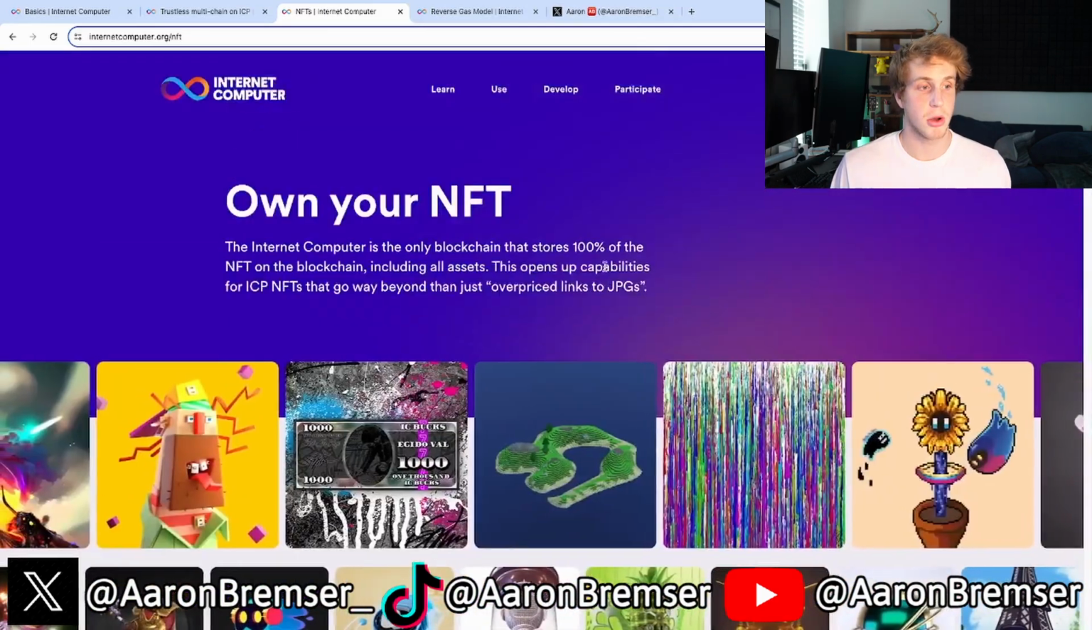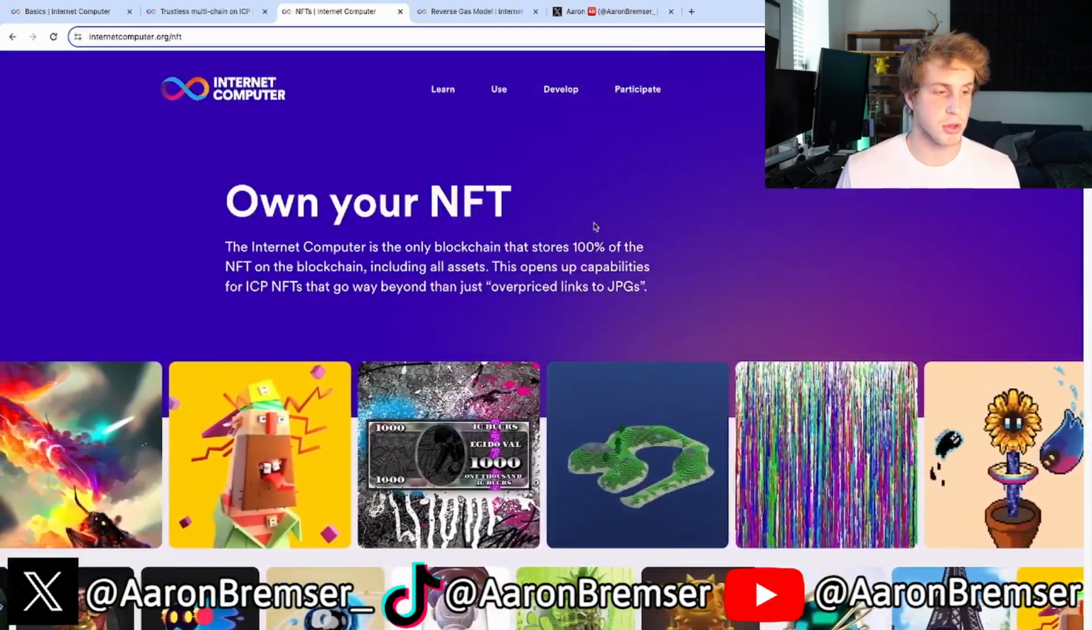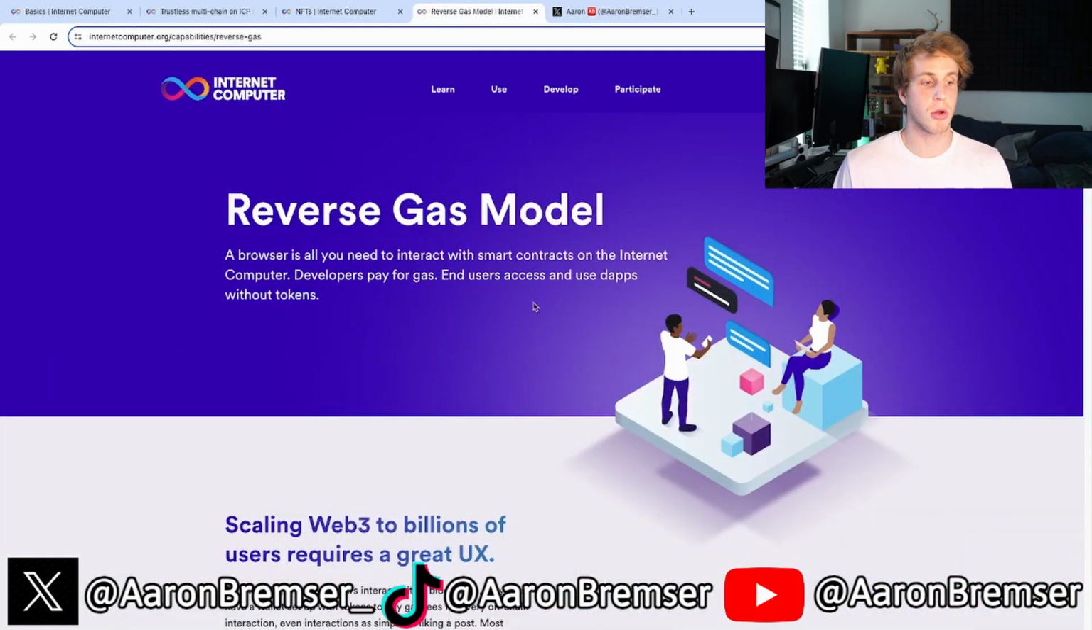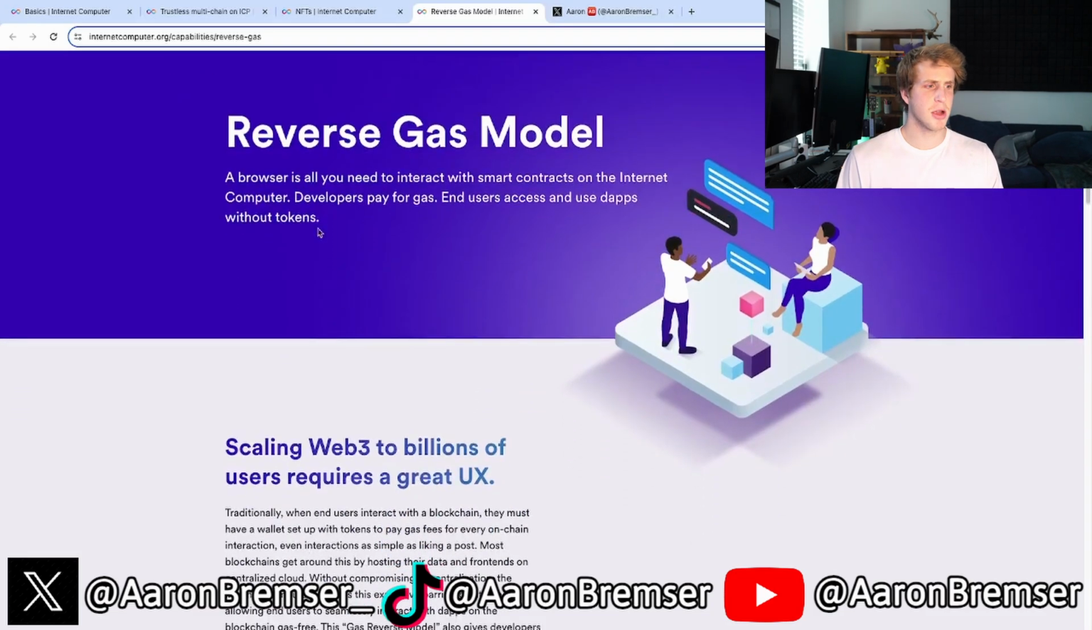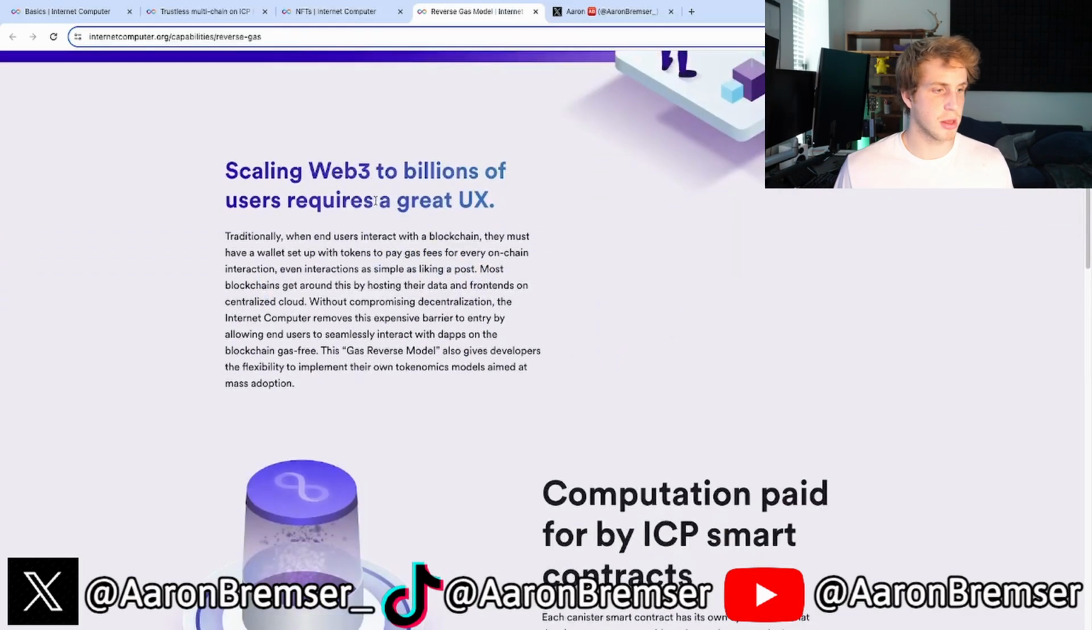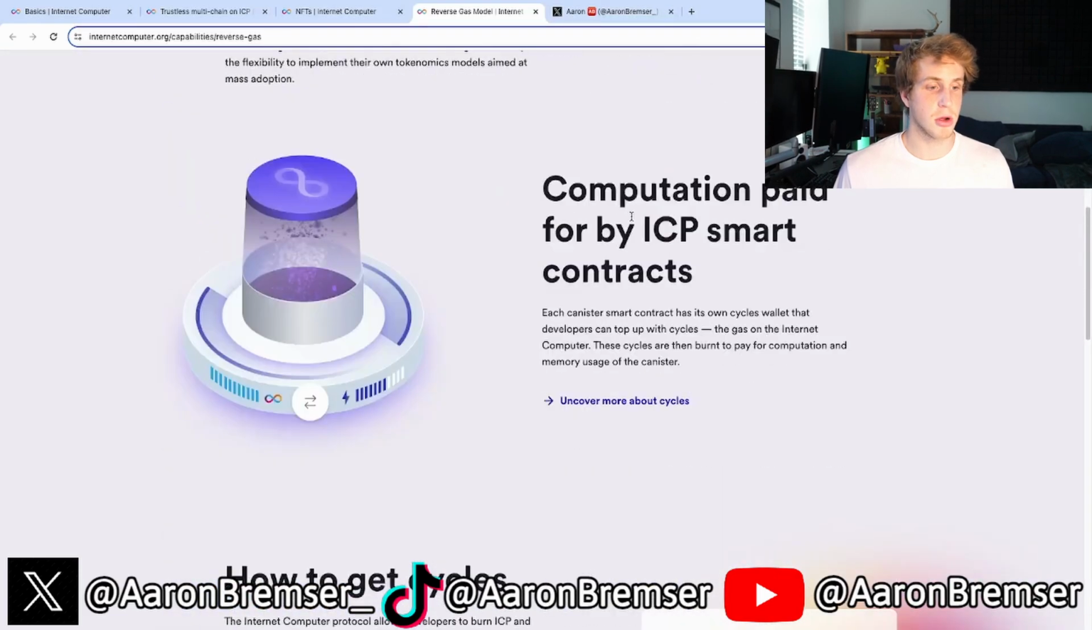And then on top of that, kind of tying in with pretty much the entire ecosystem is the fact that the internet computer uses something called a reverse gas model. You do not pay fees on the internet computer. As it says here, a browser is all you need to interact with smart contracts on the internet computer. Developers pay for gas, end users access and use apps without tokens. And as it says here, computation is paid for by ICP smart contracts.